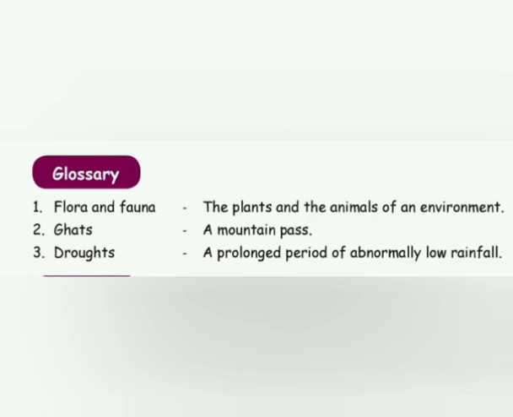Glossary. Let's learn the meaning of a few words. Flora and fauna: the plants and the animals of an environment. Ghats: a mountain pass. Droughts: a prolonged period of abnormally low rainfall.